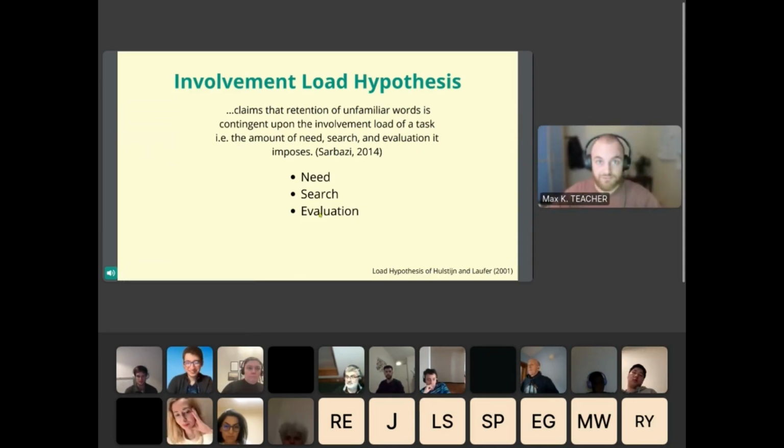And the last one is evaluation. So if you need to think about this word, if it's the good word to use or not, that means you have to evaluate. Oh, should I say it? Should I not say it? Right? That means you also remember it correctly.